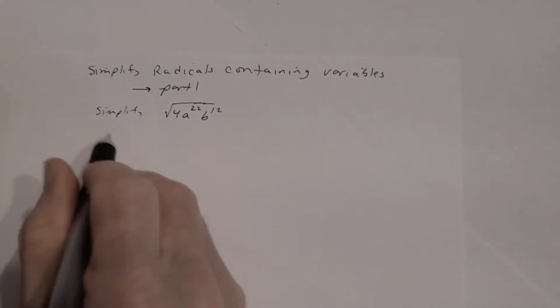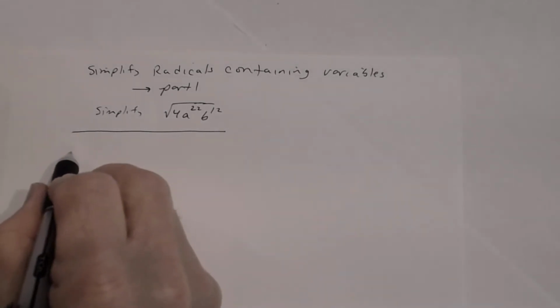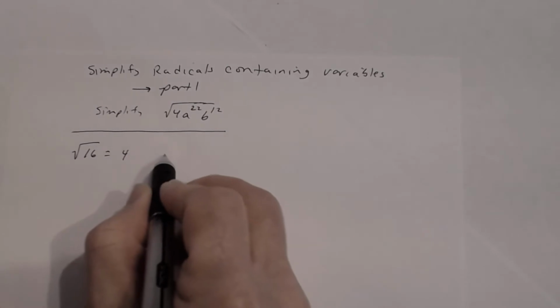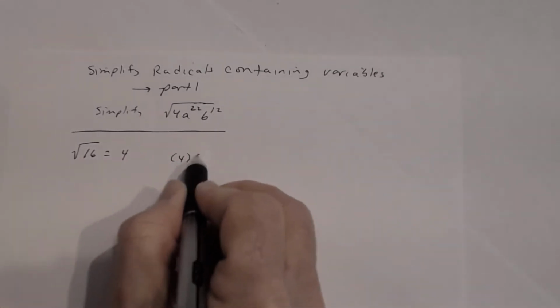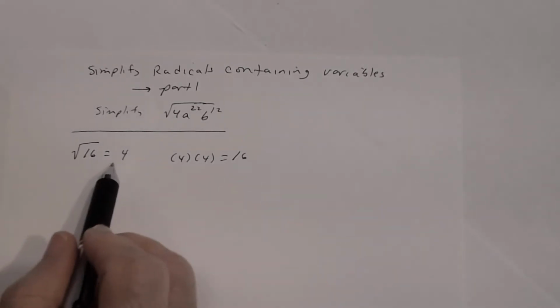But let's review a couple of things first, and also let's talk about a couple of new ideas that we need to discuss. So we all know that the square root of 16 is 4. And the reason is because 4 times 4 is 16, right? So the square root of 16 is 4.